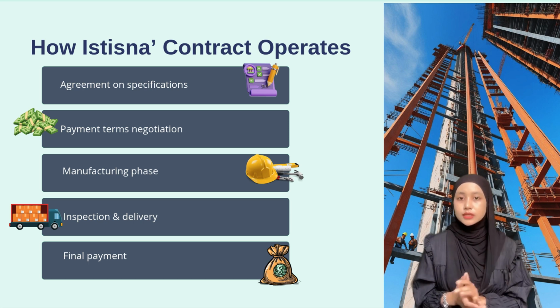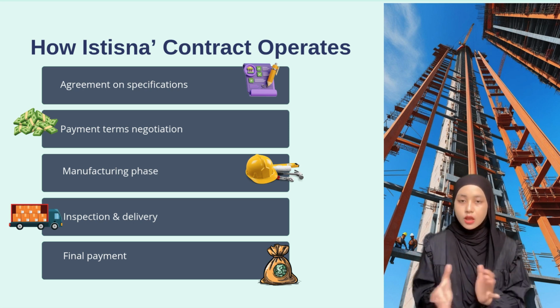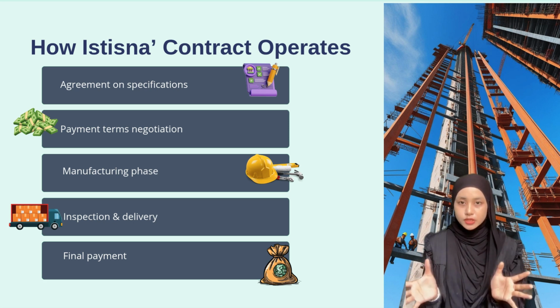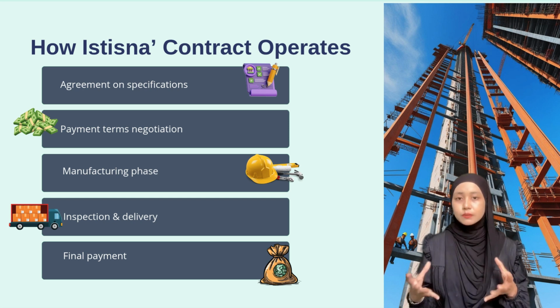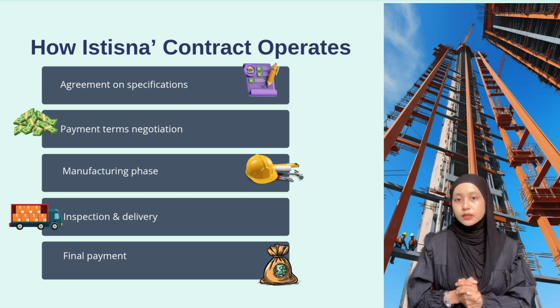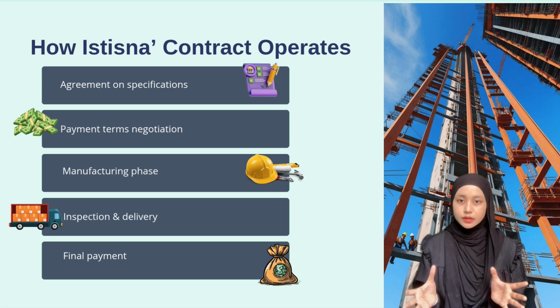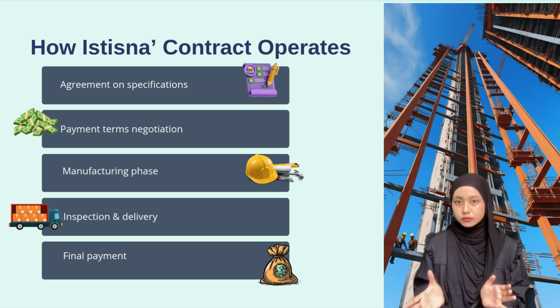And the fourth one is inspection and delivery. Upon completion, the buyer inspects the product or project to ensure it meets the agreed standard. And the last one is final payment, where the remaining payment is made, if applicable.